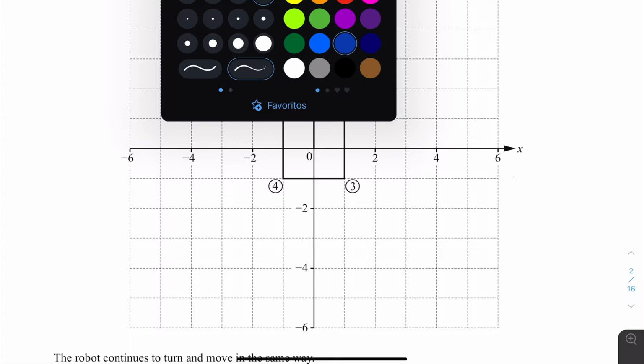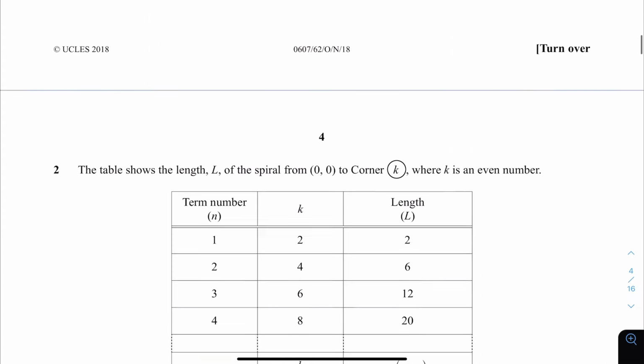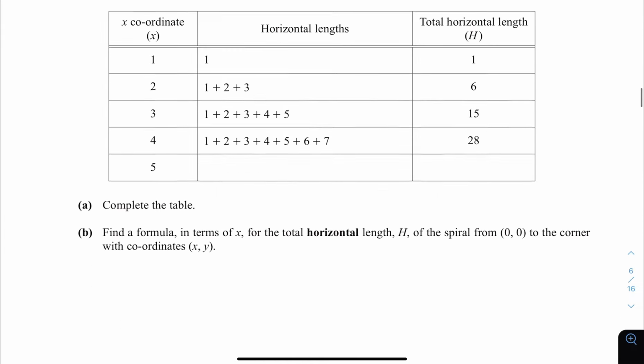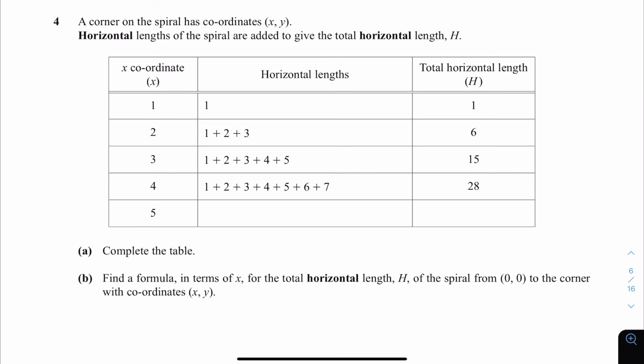All right, so let's go back to the question, which is over here. Horizontal lengths of the spiral are added to give the total horizontal length h, and they've given us many values of it. So we have to complete the table. It's pretty obvious though, like the trend here. We didn't even need to go to the diagram because it's just adding the next 2 numbers in the set. So if they've added 6 and 7, they're going to add 8 and 9 next. So we're going to have 1 plus 2 plus 3 plus 4 plus 5 plus 6 plus 7 plus 8 plus 9.